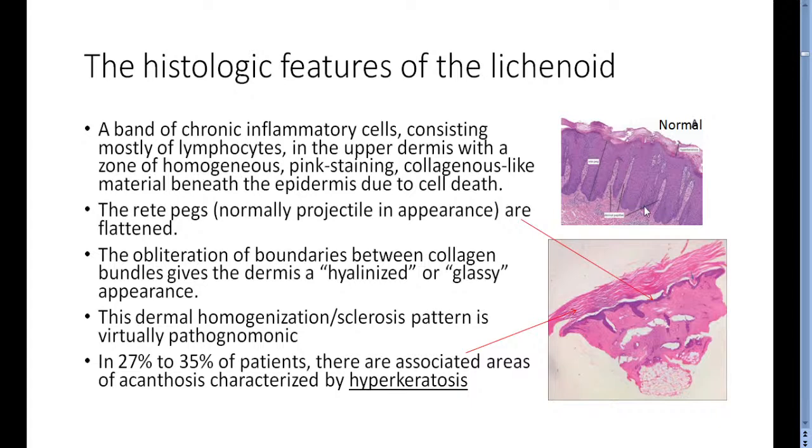You see these rete pegs. The obliteration of boundaries between the collagen bundles gives the dermis a hyalinized or glassy appearance. This dermal homogenization or sclerosis pattern is virtually pathognomonic. In up to 35%, one-third of patients, there are associated areas of acanthosis, which is characterized by hyperkeratosis. You see, so thick is this membrane.